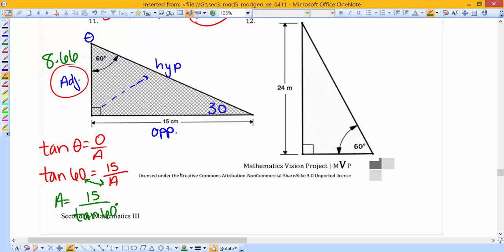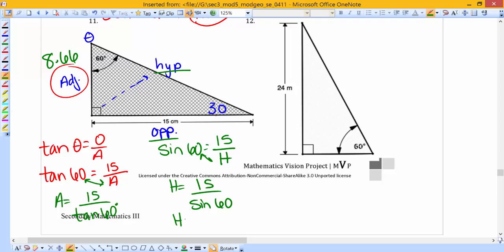8.66. Now you can use the Pythagorean theorem, but it's honestly easier to go ahead and say, oh, I have hypotenuse, I have an opposite. What uses that? Sine. So I'm going to use sine of 60 equals 15 over h. Switch these. H equals the sine. H equals 15 divided by the sine of 60. So 15 divided by the sine of 60 is 17.32.